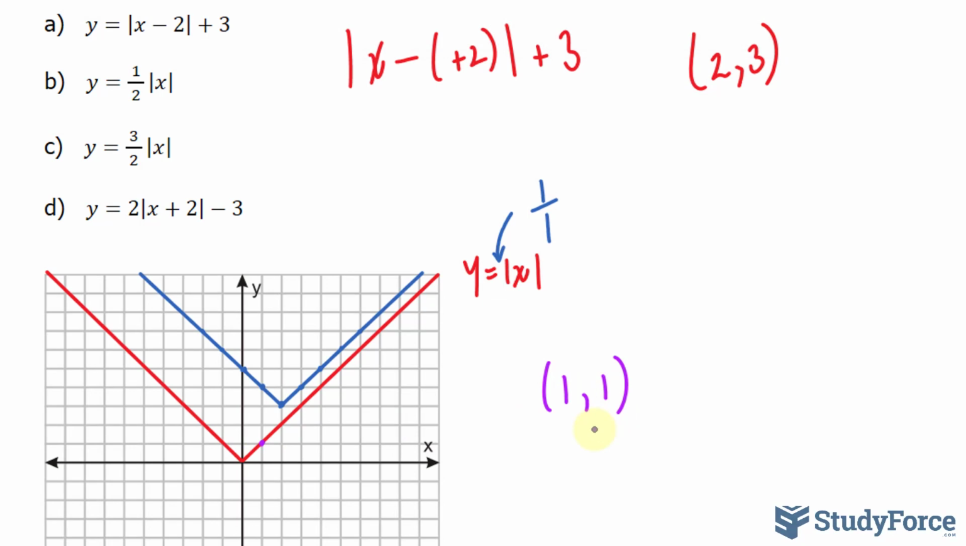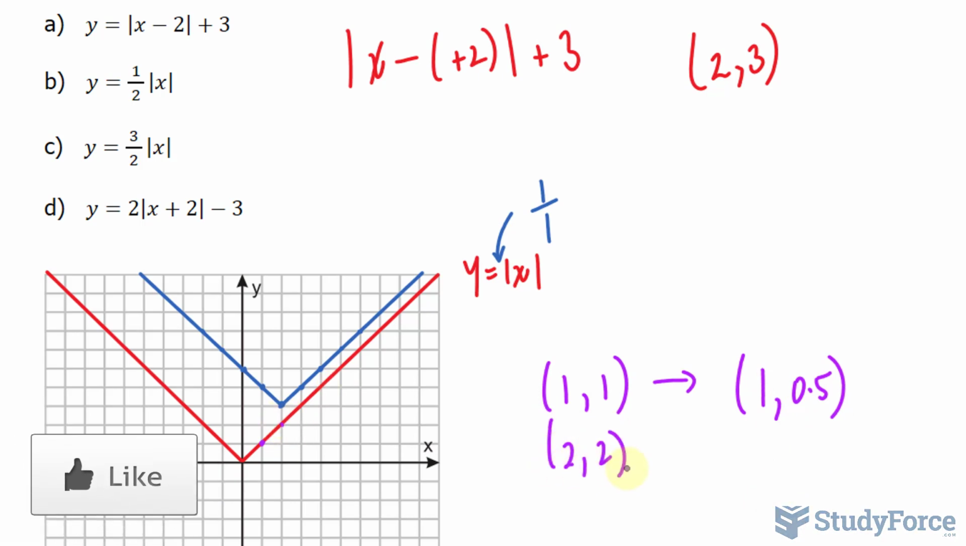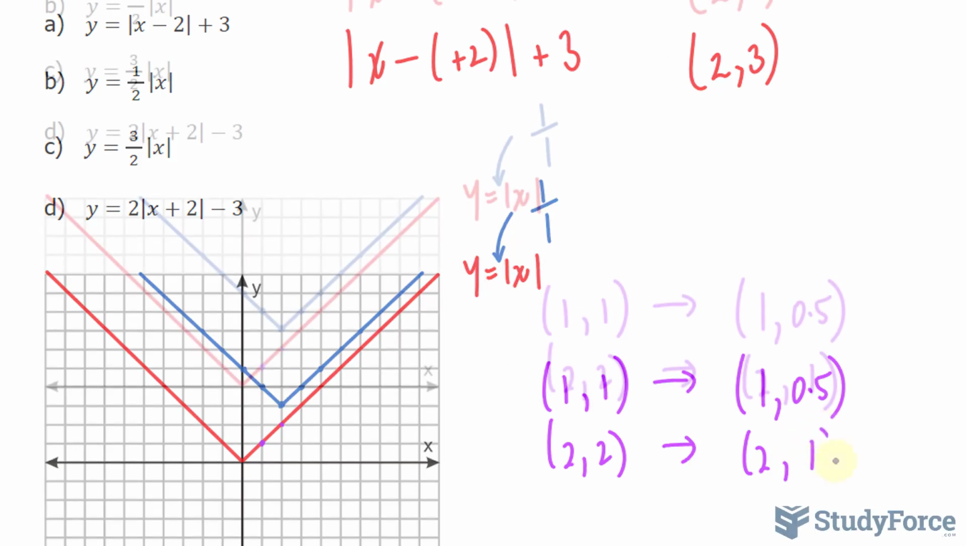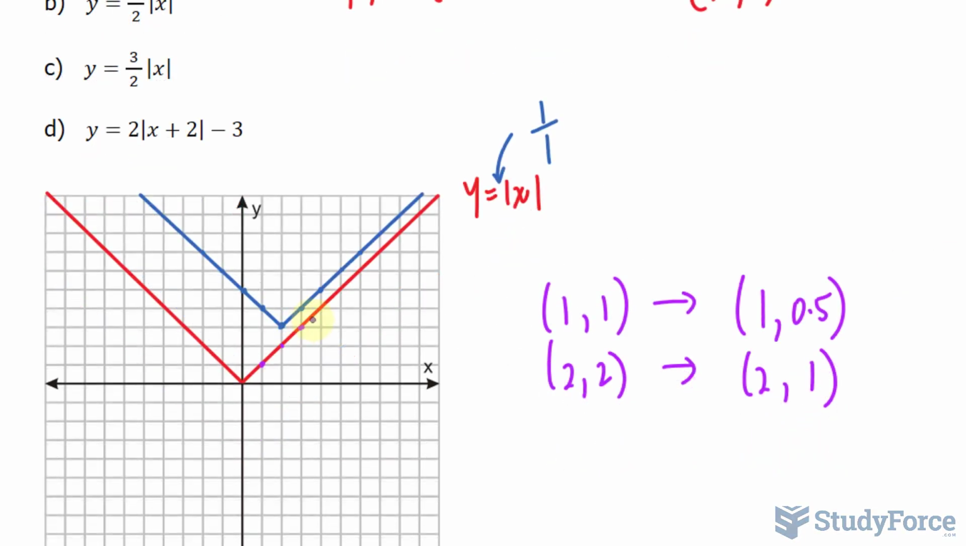The x stays the same for the transformation because there was no h applied to the equation, whereas the y gets halved. It becomes 0.5. Let's take this point. We have 2 and 2. Once again, the y gets halved, and we'll keep 2. So 2 divided by 2 is 1. Let's take another point. Let's take this. We have 3 and 3. Halving 3 gives you 1.5.